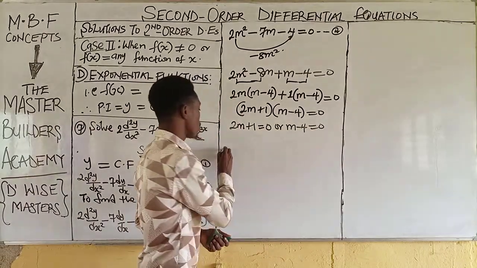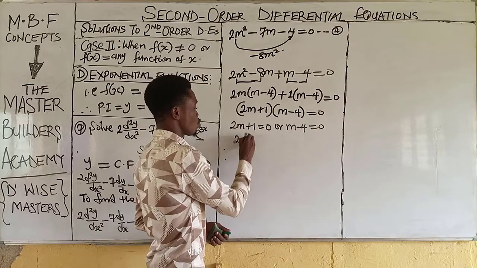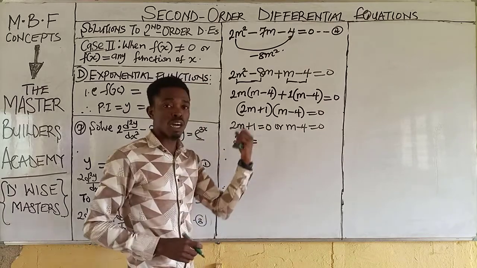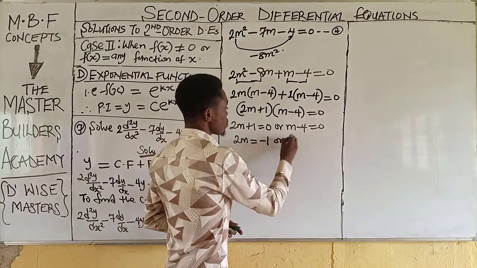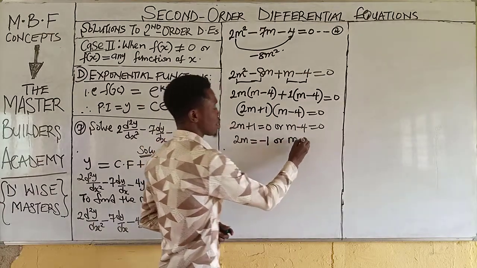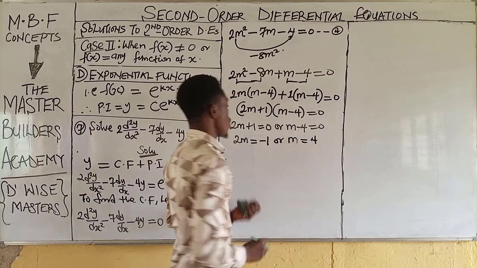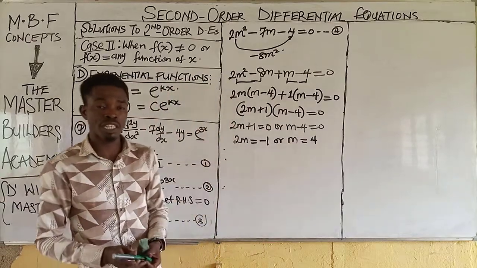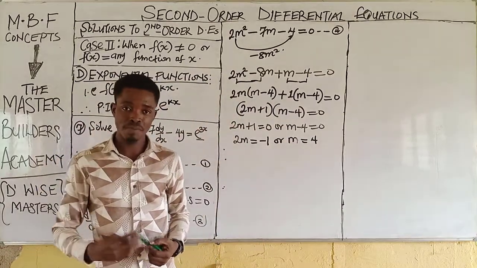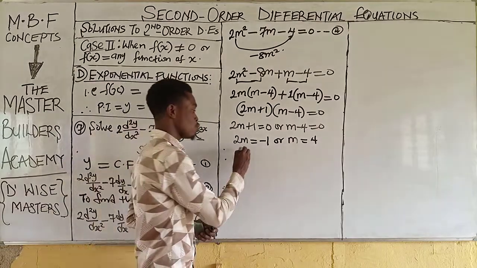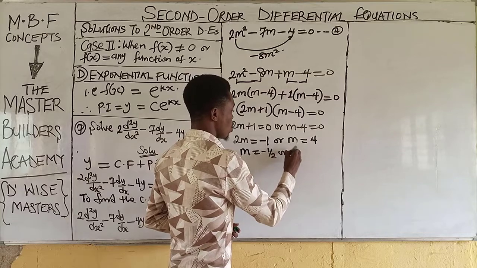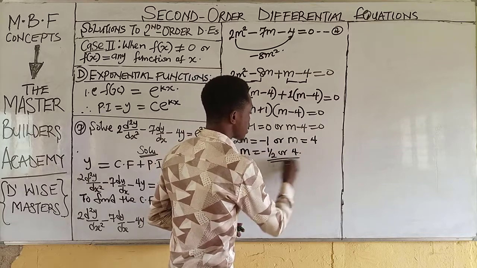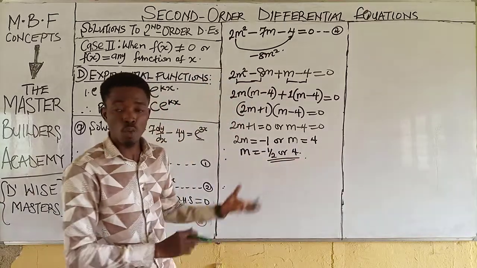Now, from here we are going to make m the subject of the formula. We have 2m is equal to, when +1 crosses the sign of equality, it becomes -1. And when -4 crosses the sign of equality, it becomes +4. Of course, at this point, we have the coefficient of m to be greater than 1. Therefore, we need to divide both sides by 2. Then we have m = -1/2, or 4. This is the answer to this equation.